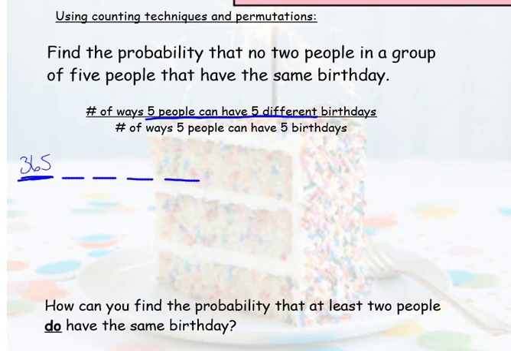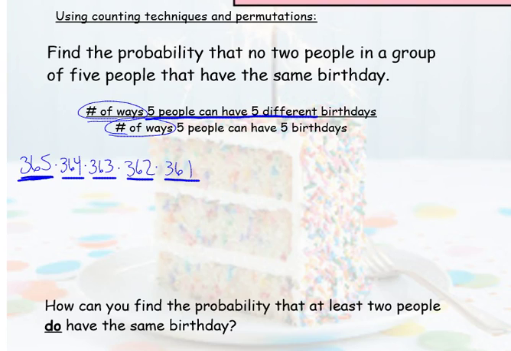But then we want person number 2 to have a different birthday. So now we only have 364 days to choose from. For person 3, we can't use either of those days, so we have 363 days, 362 days for the 4th person, and 361 days. And we learned in our permutations unit lesson that we can multiply those to figure out the number of ways 5 people can have 5 different birthdays.